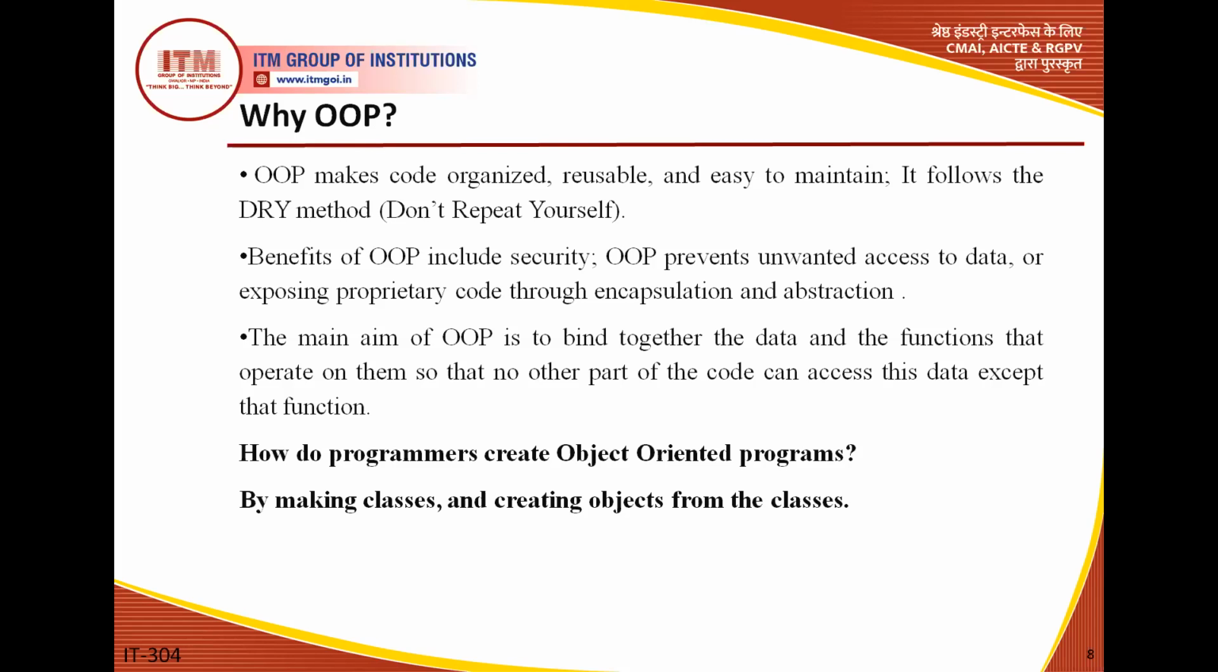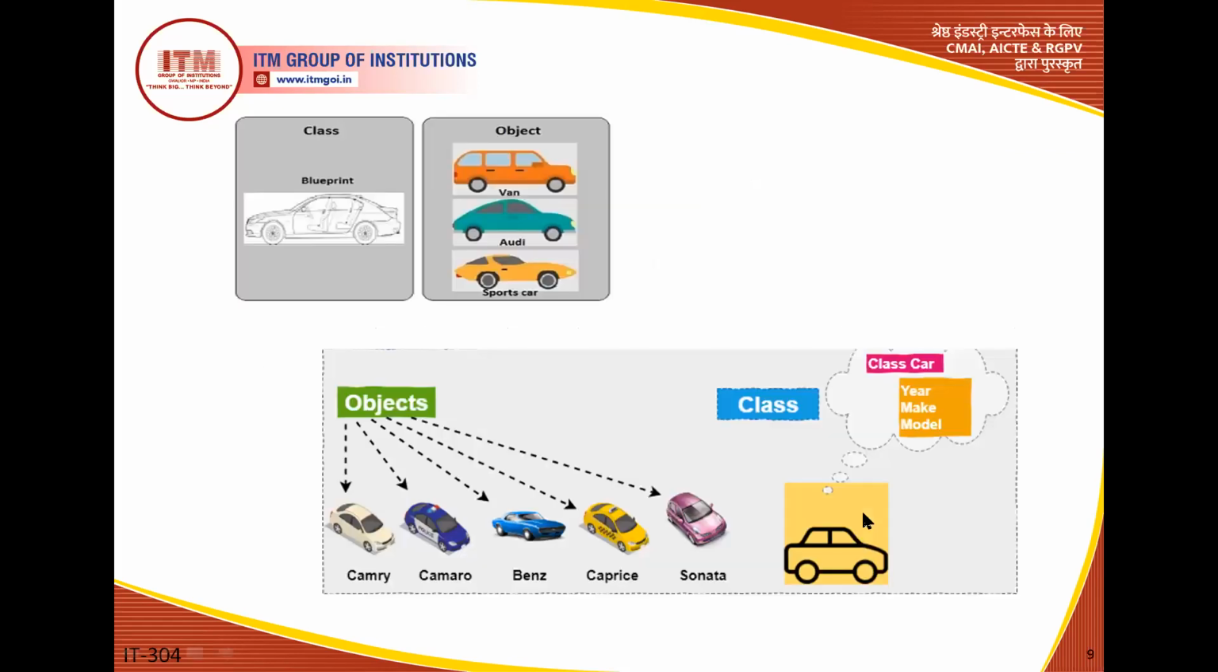So what does a programmer basically do to create object oriented programs? They make classes and create objects from the classes, and likewise the program performs its functioning. I think you can get the idea about object-oriented programming and the basic motto behind it. Let us explore this topic more.